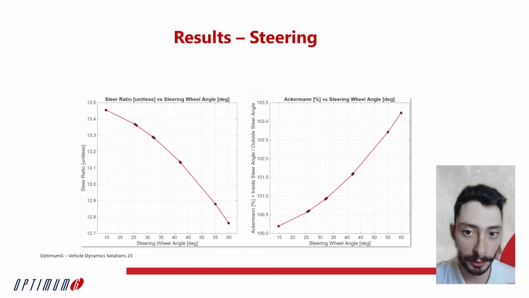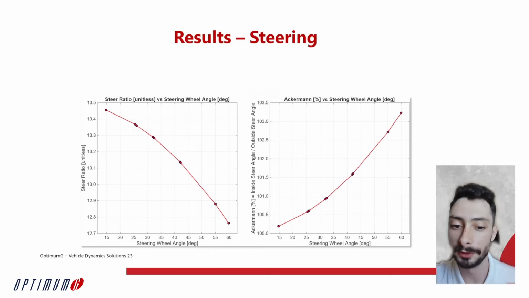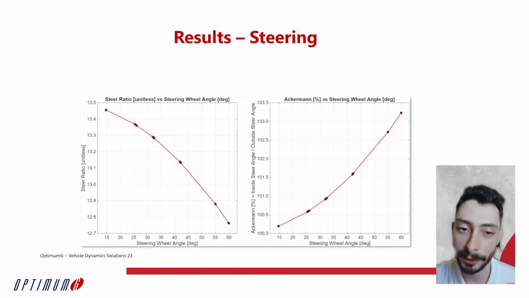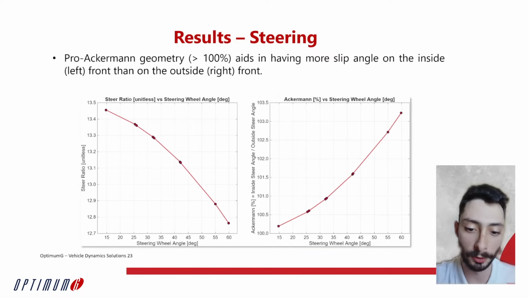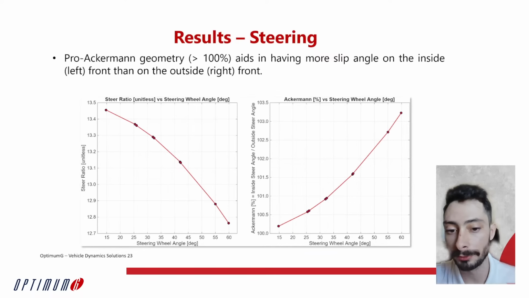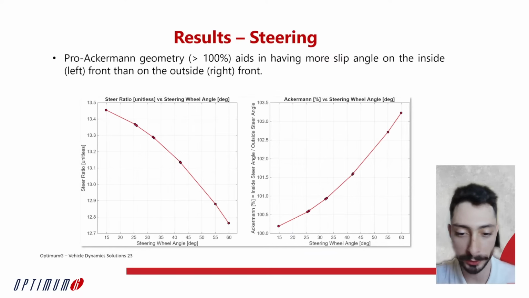Going quickly over to our steering system. Here we have the different steer ratio values at each steering wheel angle, and also the Ackermann percentage that we have. We can see that for all of the different turn radii we have an Ackermann percentage which is greater than 100%. Here we are defining Ackermann percentage as the inside steer angle divided by the outside steer angle. So having an Ackermann percentage greater than 100% essentially means that the inside tire is steering more than the outside tire. In other words, we have a pro-Ackermann geometry.